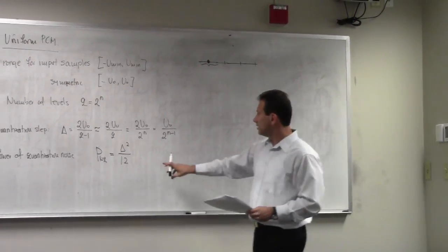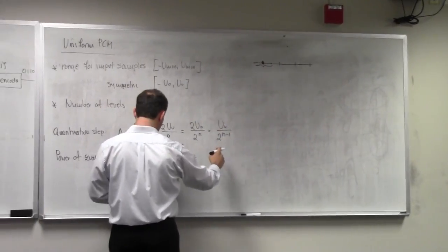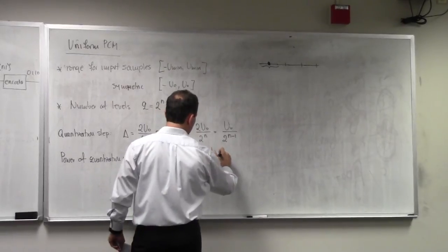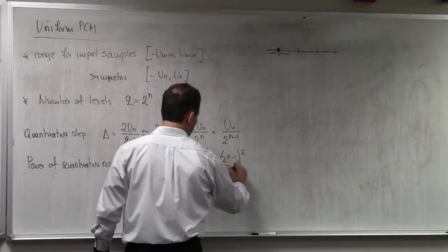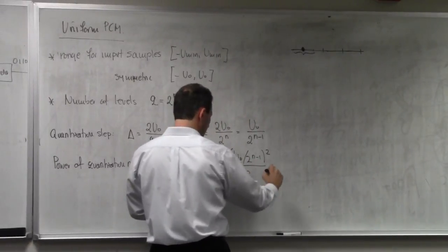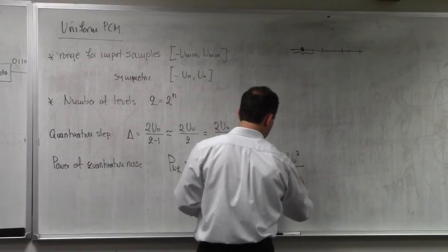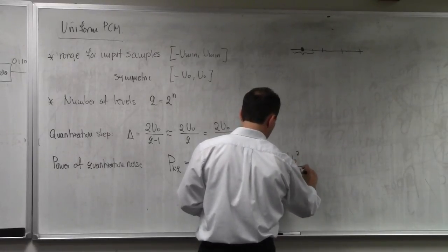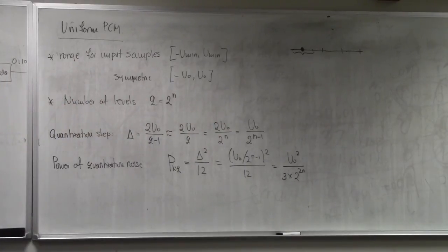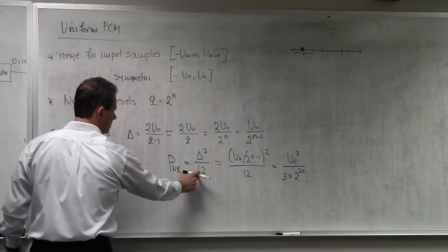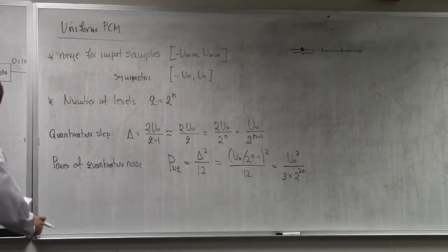Now, this can be expressed slightly differently. We already have delta as u0 over 2 to the n minus 1. So I have u0 over 2 to the n minus 1, quantity squared, divided by 12. And this gives me the expression u0 squared over 3 times 2 to the 2n. I just need this for later, so I just calculated it. Usually you remember this expression here. So that's the power of the quantization noise.